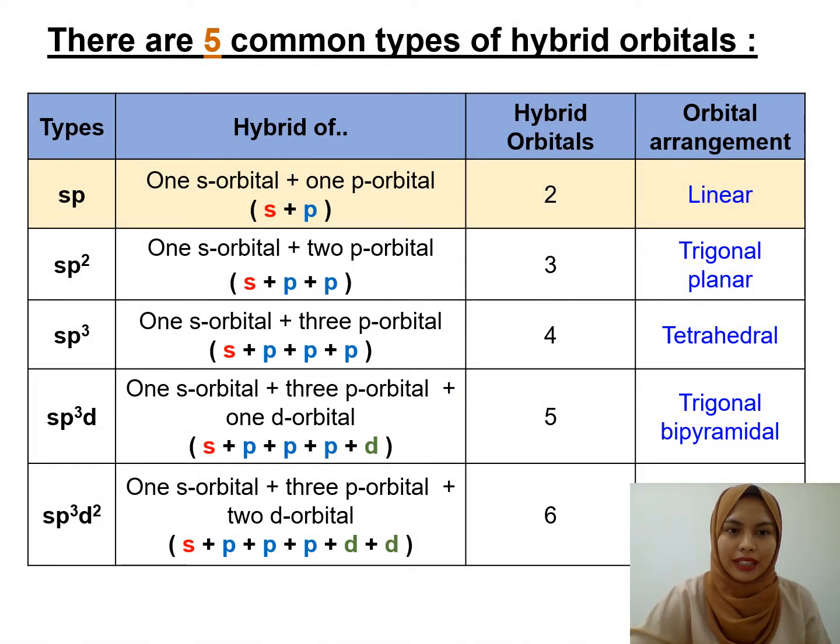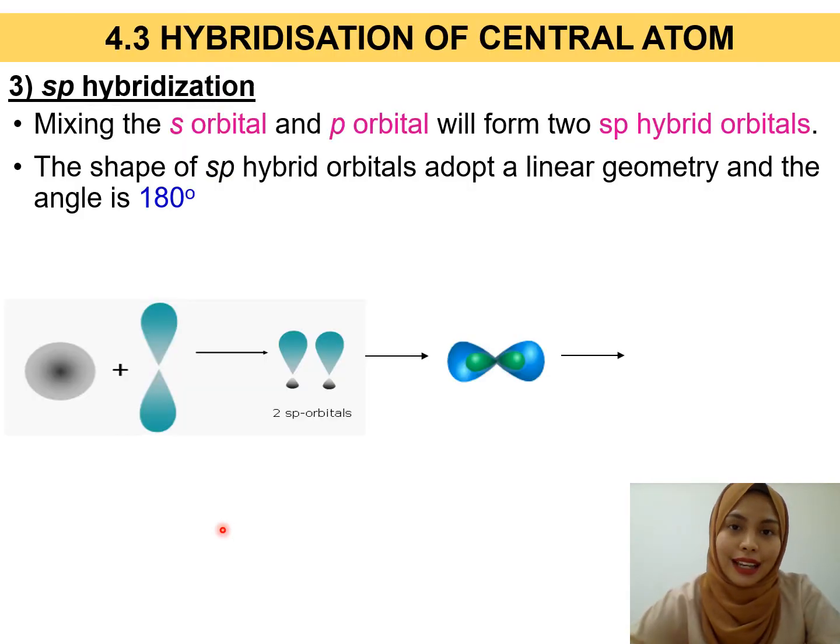Okay, so let us continue with the next step of hybridization, which is sp hybridization. Macam mana sp hybridization berlaku? Sp hybridization berlaku because you mixkan satu s orbital bersama dengan another one p orbital. Satu campur satu, you akan dapat dua new sets of hybrid orbitals. Hybrid orbital apa? Hybrid orbital sp. Okay, so bila you gabungkan these two hybrid orbitals, dia akan adopt shape linear.